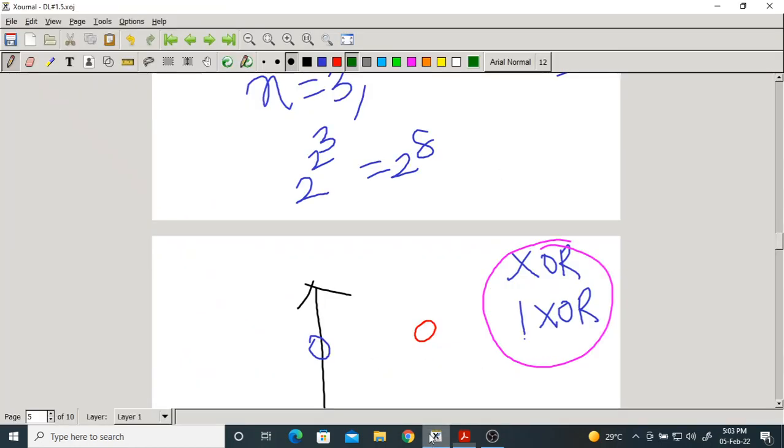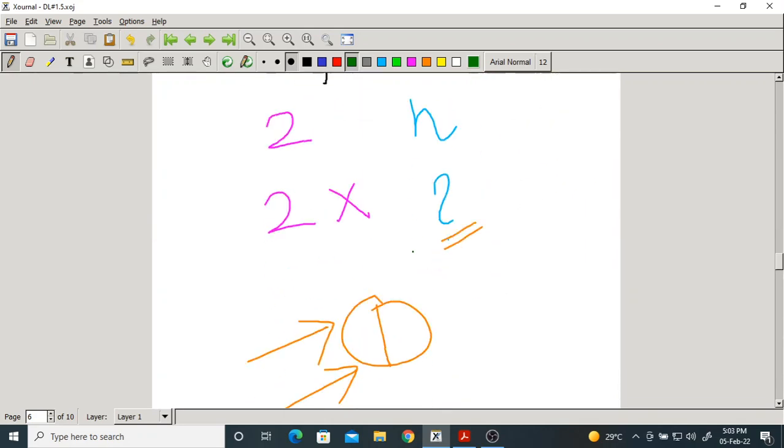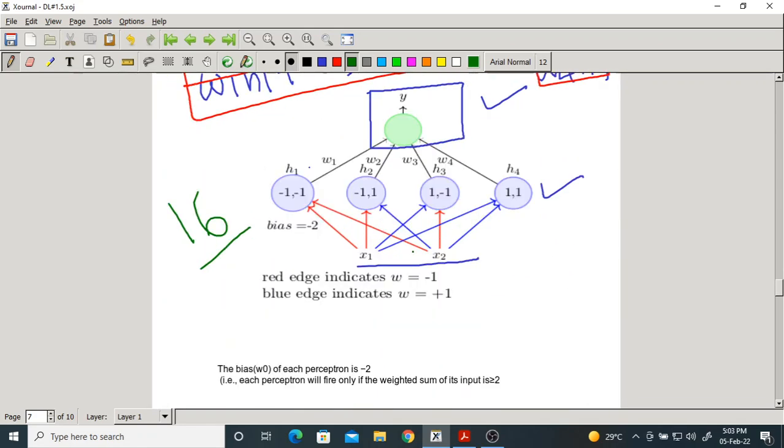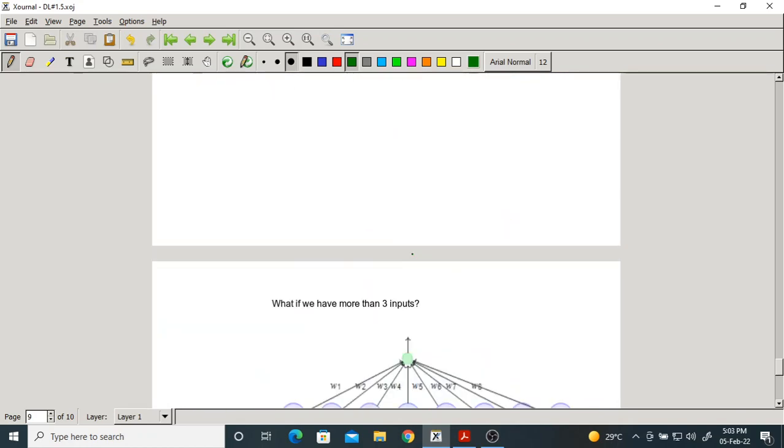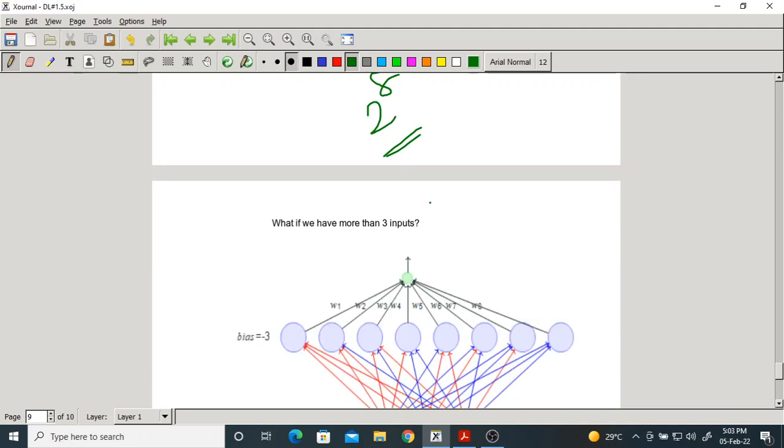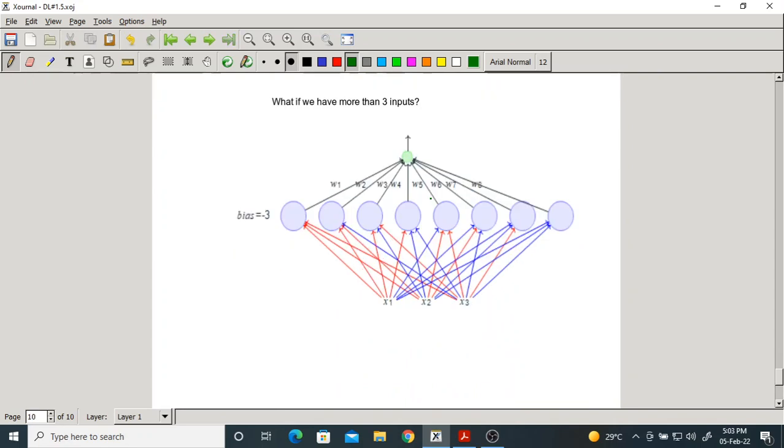Now, what happens if we have more than two inputs? Suppose we have three inputs. How many Boolean functions? I told you 2 power 8. Among the 2 power 8 Boolean functions, some may be linearly separable, some may not be linearly separable, but all 2 power 8 Boolean functions can be implemented by using this network of perceptrons.